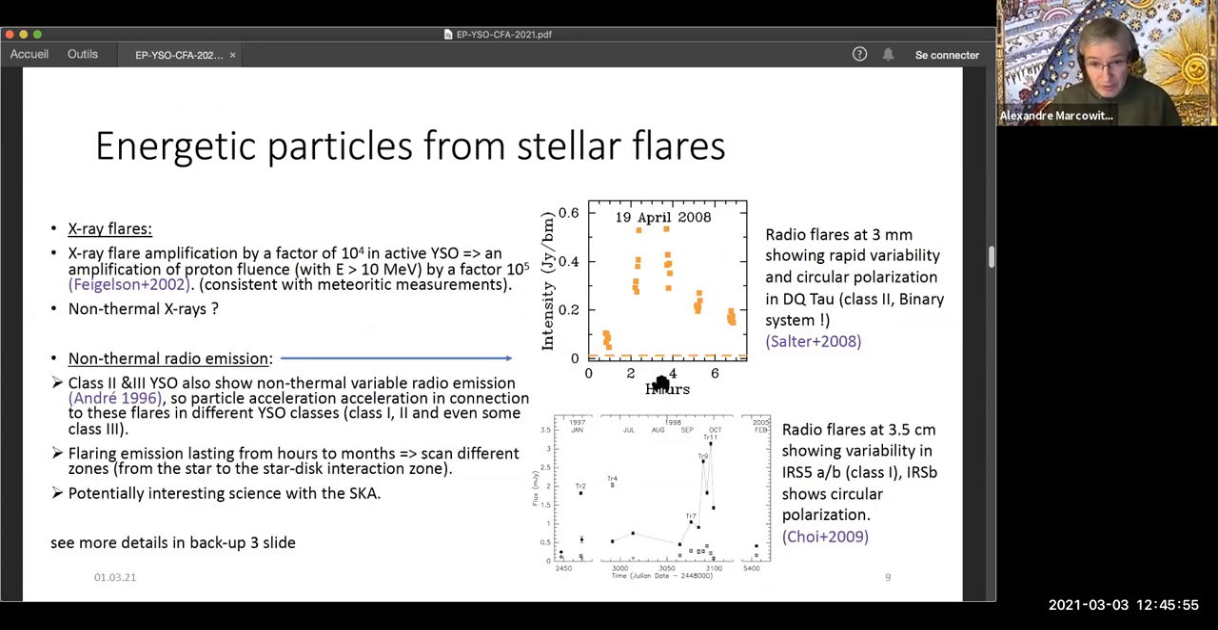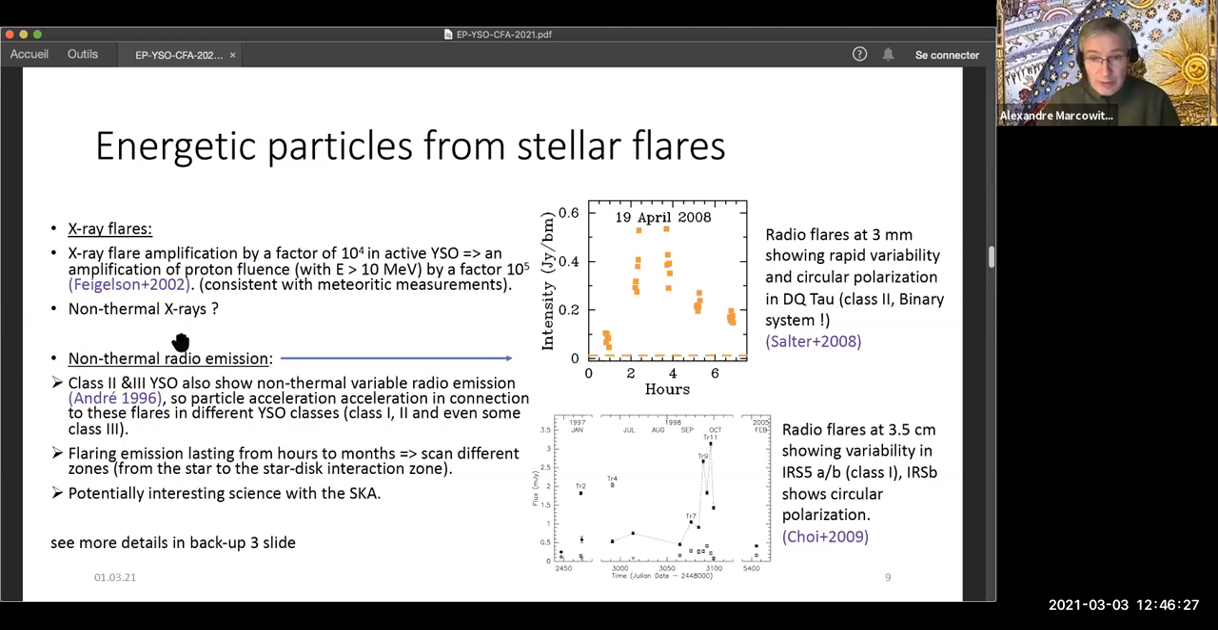Going towards the star itself and the accretion disk around it, it's much more difficult to have a probe of non-thermal particle production, because if you rely on X-ray flares, they show mostly a thermal component. But there are some observations of non-thermal emission in the radio domain, and I show you here two examples.